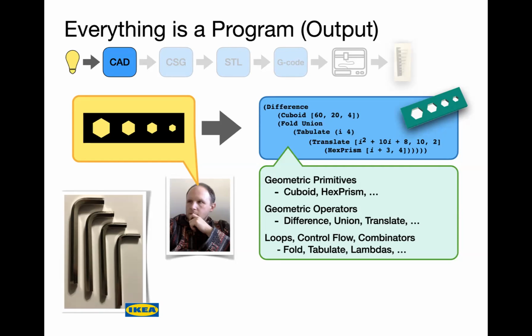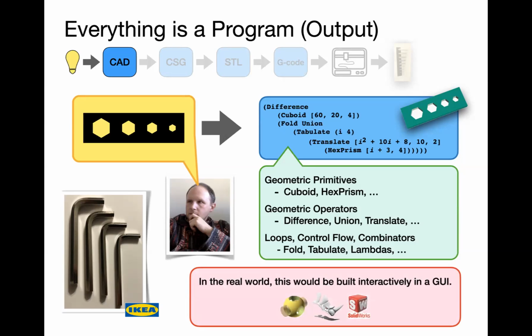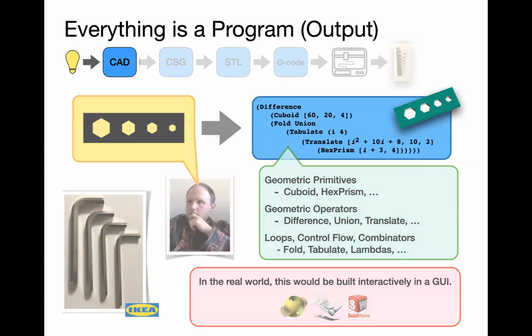Now, in the real world, most people who do CAD design don't write code like that. In fact, it would probably be some kind of intermediate representation used in some GUI-based tool like Fusion 360 or SolidWorks or Rhino or even OpenSCAD. Now, once we have the CAD, we need to start lowering it down. We want to start removing abstractions so we can get closer to something we can actually manufacture.